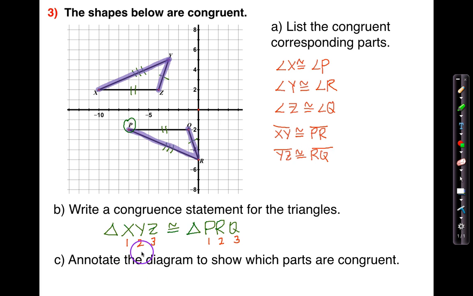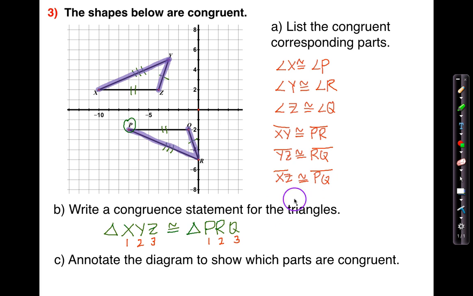And then last but not least, because there's still one more, we should expect 3 sides, you are going to use the first and the last letter. So line segment XZ is congruent to line segment PQ.